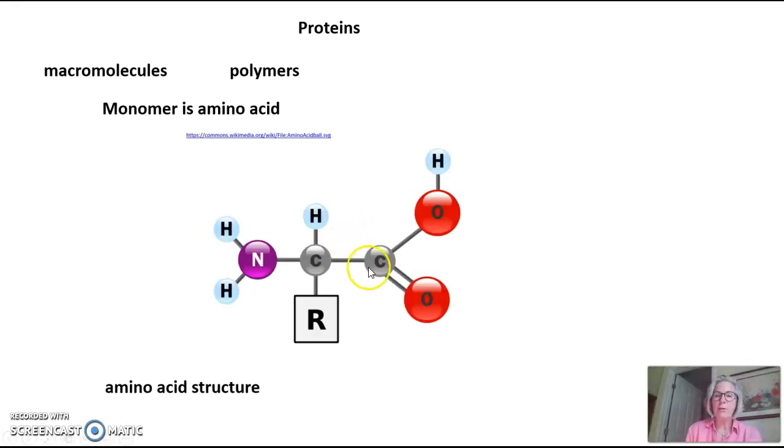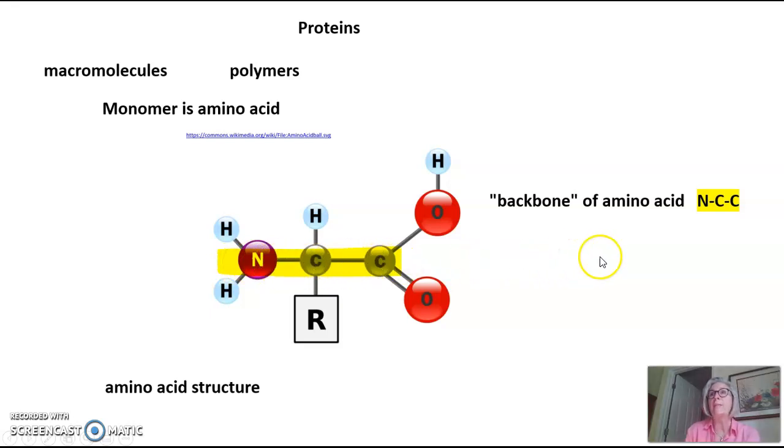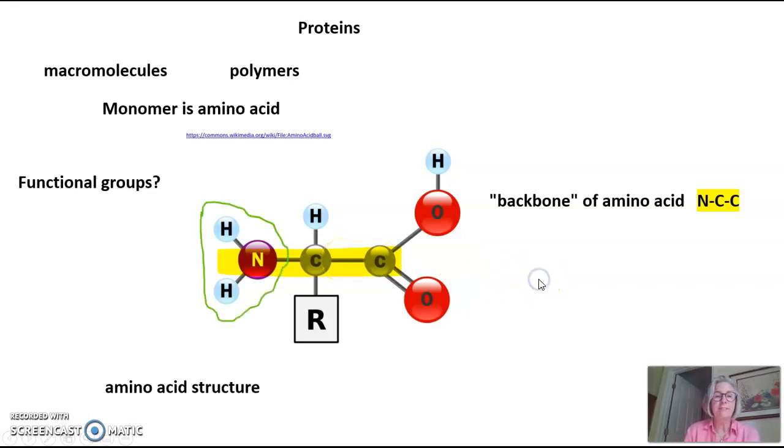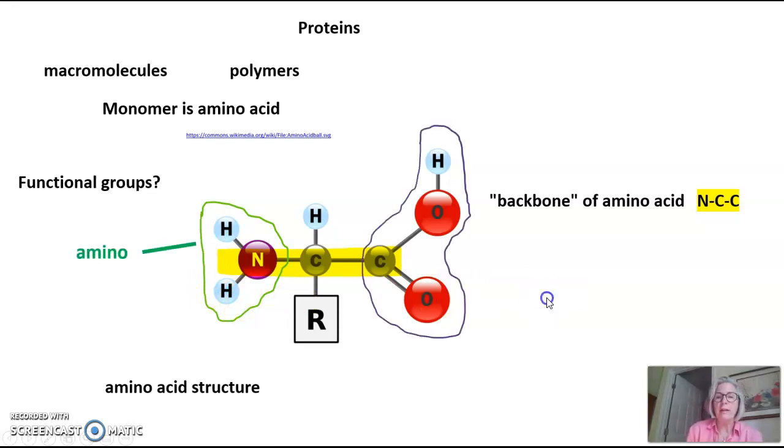I'm going to show you here a picture of amino acid structure. The backbone of the amino acid is this nitrogen, carbon, carbon right here. So NCC. It's the backbone. It's what we see in every amino acid. Do you see any functional groups in this amino acid? You should recognize an amino group here, and you should recognize a carboxyl group on this end of the amino acid. The carboxyl group can also be called a carboxylic acid.